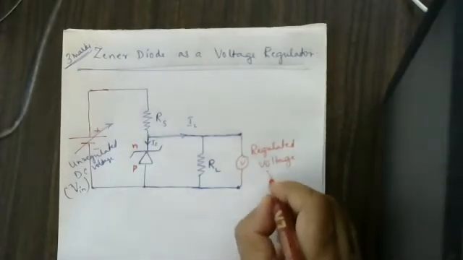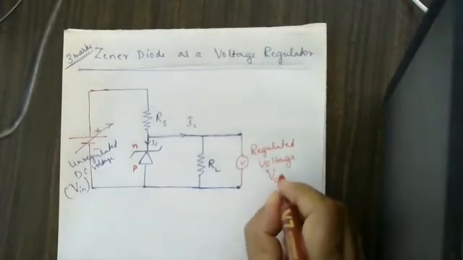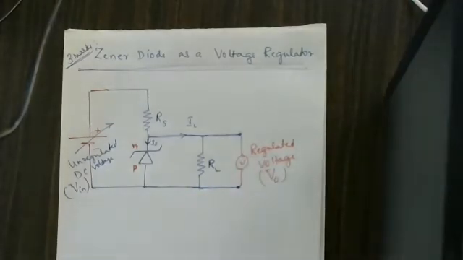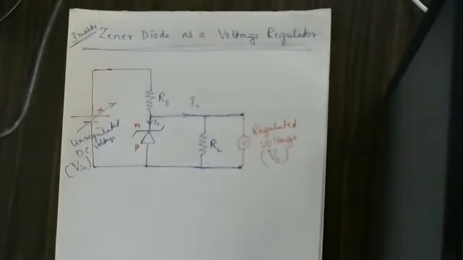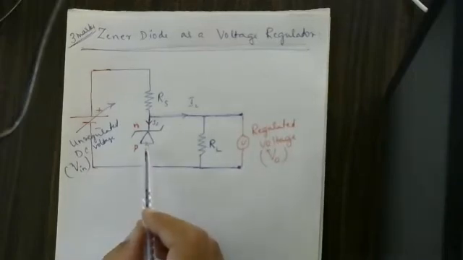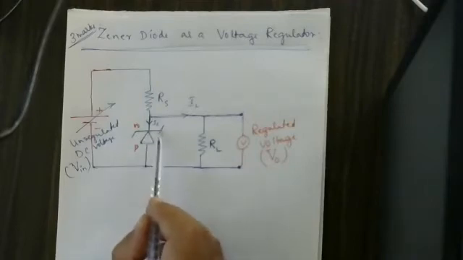Regulated voltage is represented by V output or V naught. If you write this much, you will get 1 mark for this. The circuit diagram carries 1 mark. The Zener diode is there; you see that symbol, the Zener diode.